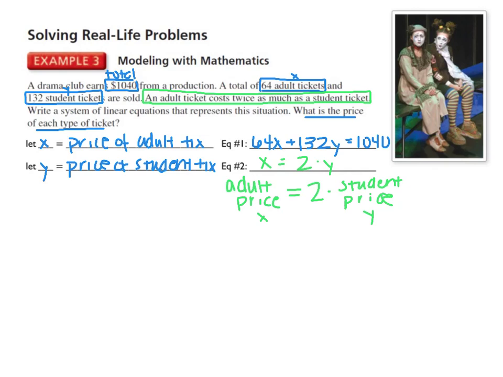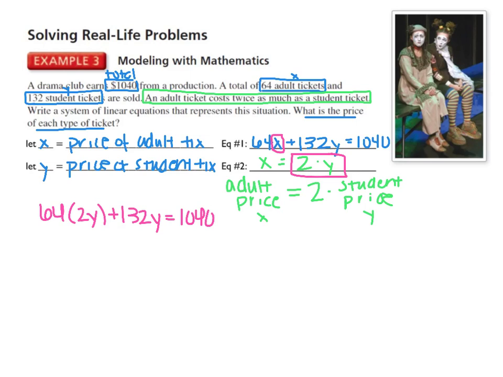This problem is set up already for substitution because there's a letter by itself. So if we go ahead and look at solving using substitution, right, I'm going to take 2y and say if that's what x is, I can replace x with 2y. So I have 64 times 2y plus 132y equals 1,040.